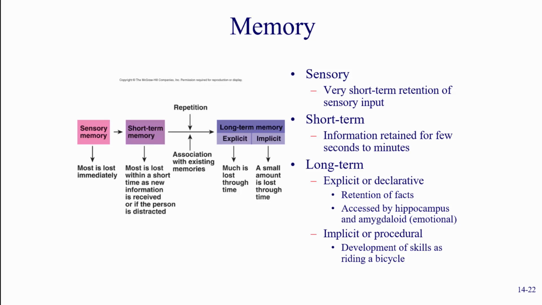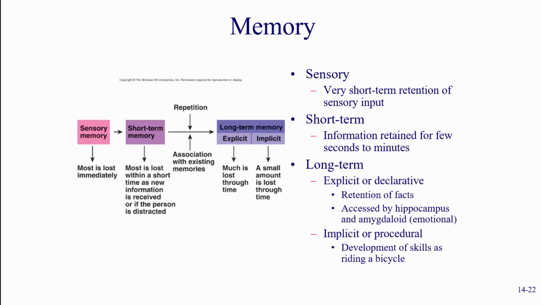Memory. We have sensory memory, which is very short-term retention of sensory input. Short-term memory is where information is retained for a few seconds to minutes. Long-term memory is explicit or declarative, and we have a retention of facts, and it's accessed by the hippocampus and the amygdala, the emotional brain. And then we have implicit or procedural, such as development of skills such as riding a bike.